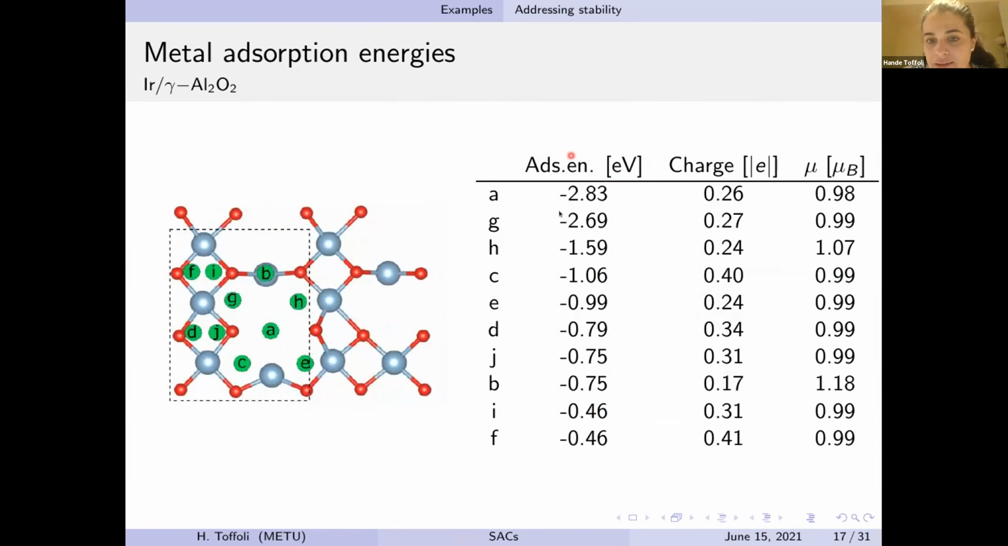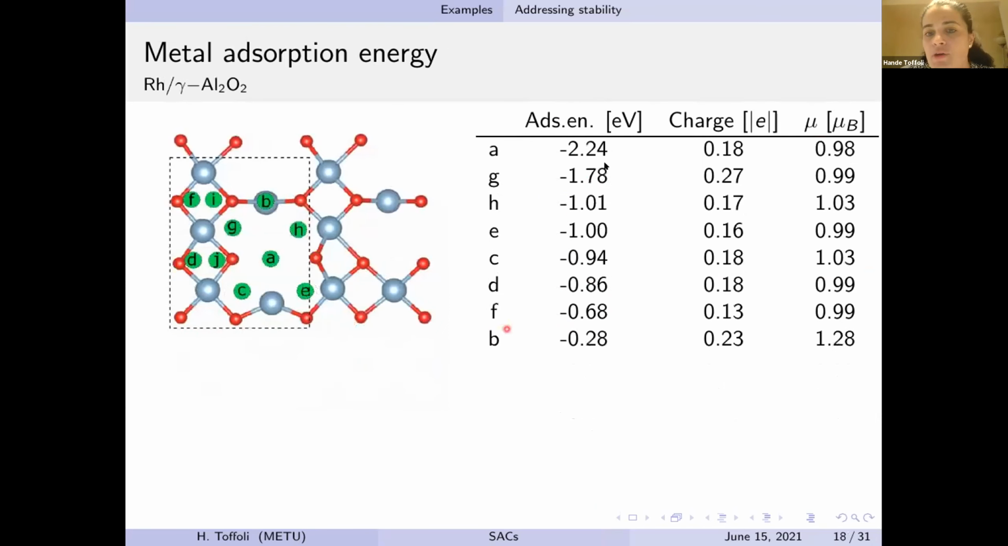So let's keep in mind the highest energies. As you can see, on sites A and G, we get the largest energies. They are quite similar. So they are almost 3 eV, especially A. So we have an adsorption energy of almost 3 eV. All the rest are still quite high, but much lower than these two. For rhodium, also, we get a little bit higher than 2 eV, close to 2 eV, similar magnetic moments, a little bit lower charge accumulation.